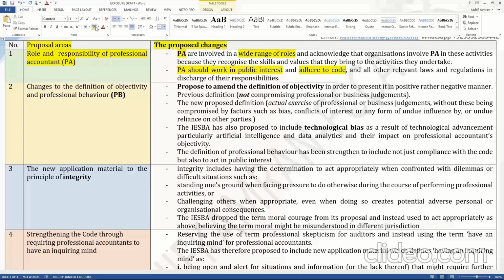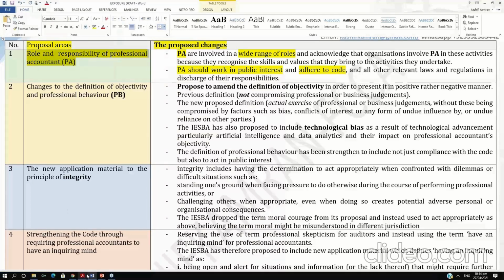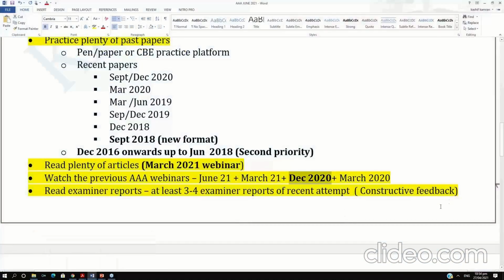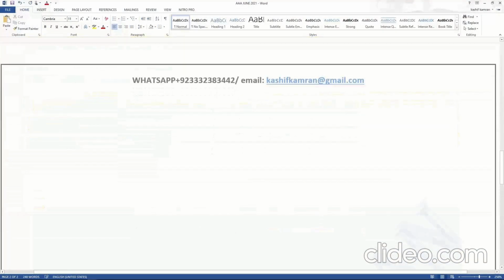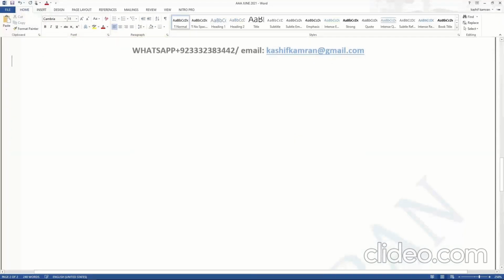So there is a reinforcement, right? And there is a clarity on the role of a professional accountant and how they should work in the public interest. So the number 1 bullet, role and responsibility of a professional accountant, number 1, if I can just take it down to my Word file I was using for the webinar today, and I can just construct my new article summary here.